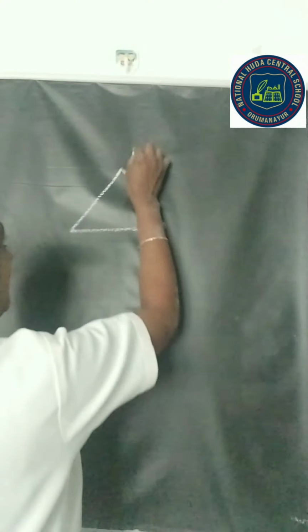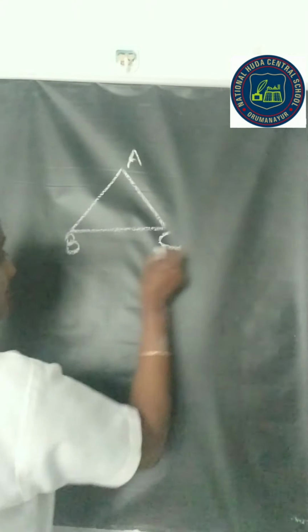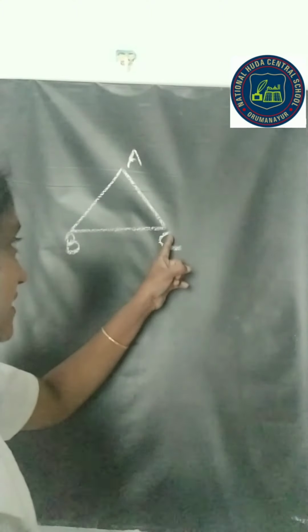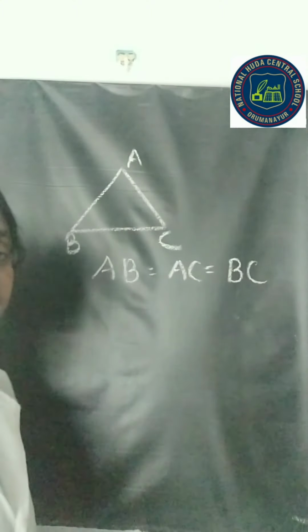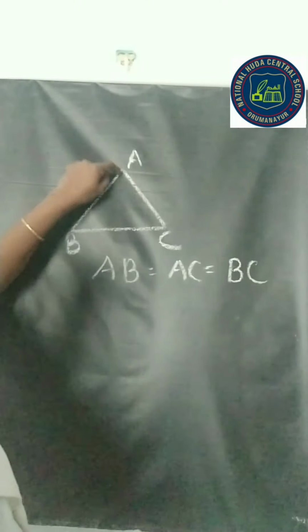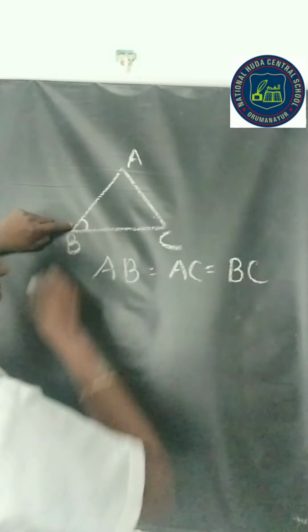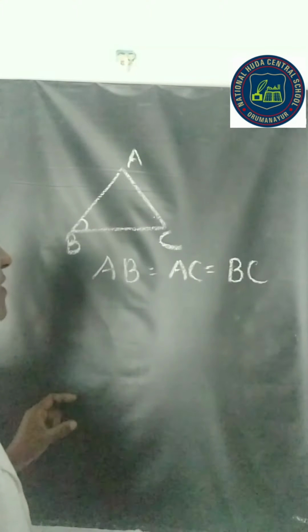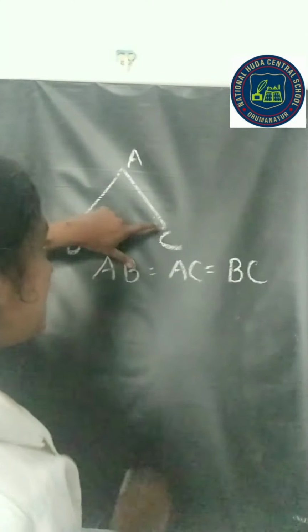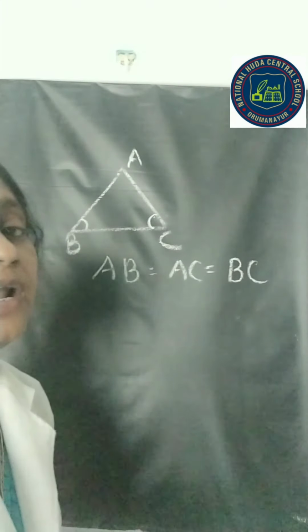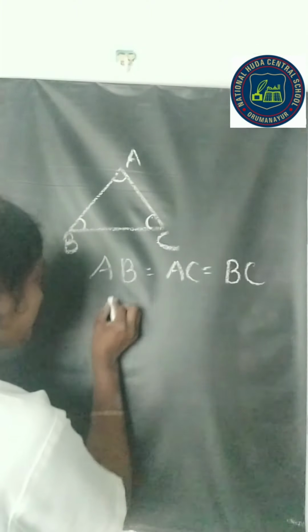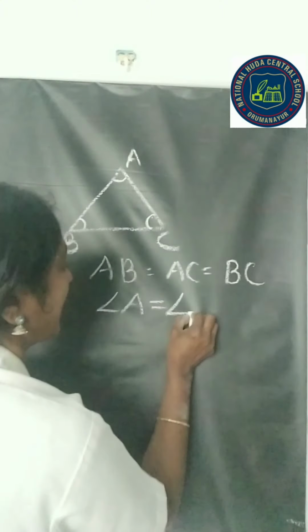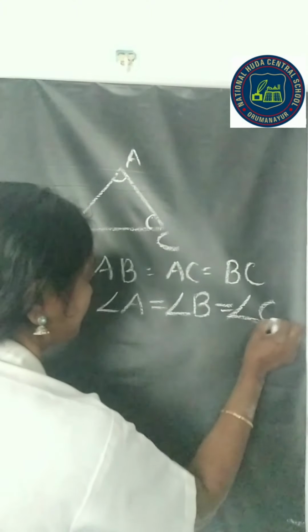Let ABC be an equilateral triangle with sides AB, BC and AC. AB is equal to AC is equal to BC. Next, the angle opposite to the side AC is angle B, and the angle opposite to the side AB is angle C. And the angle opposite to the side BC, angle A, will be equal. That is, angle A equal to angle B equal to angle C.